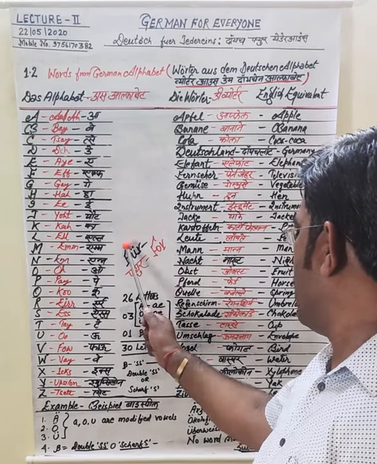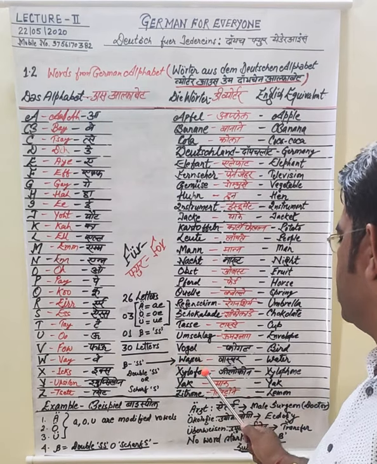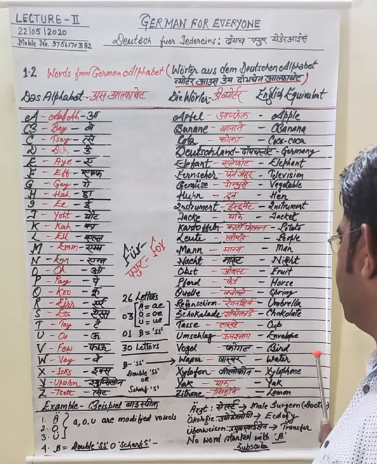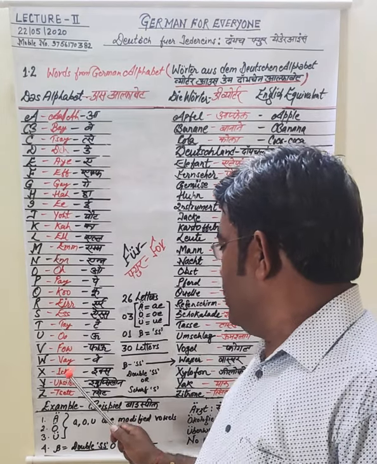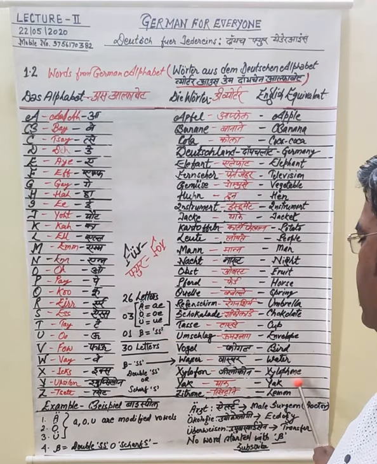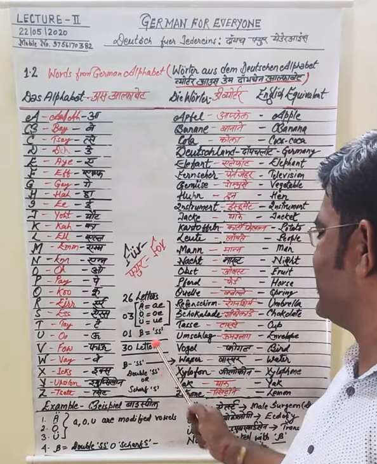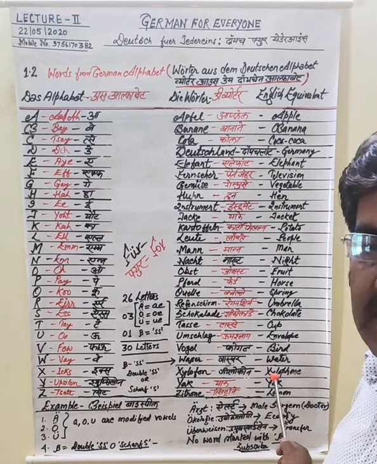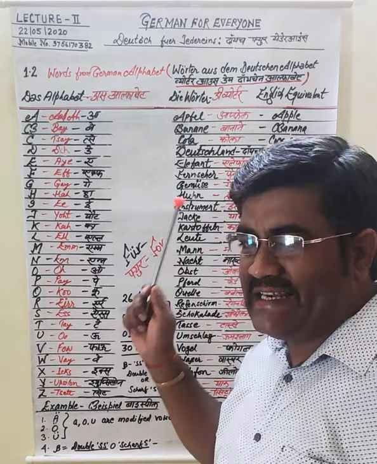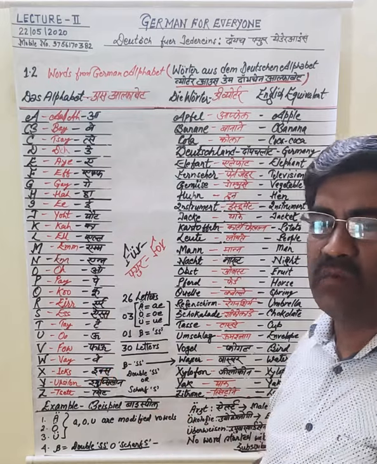X für Xylophon. Xylophone means xylophone. Y für Yak. Yak means yak. It's an animal. Z für Zitrone. Zitrone means lemon. Nimbu.